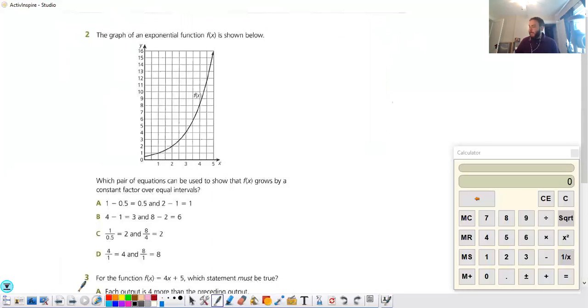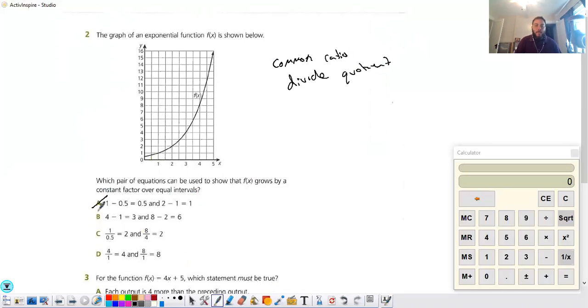Question 2 says, the graph of an exponential function is shown below. Which pair of equations can be used to show that f of x grows by a constant factor over equal intervals? Well, first, we want to take a look. The constant factor over equal intervals means that we are looking at an exponential function, and for exponential functions, we're looking for the common ratio, right? Which means that we have to divide, and we're looking for the quotient, right? The answer to the division problem.